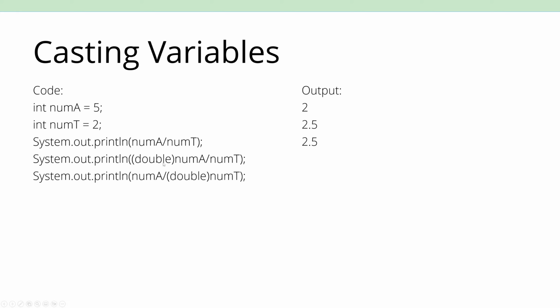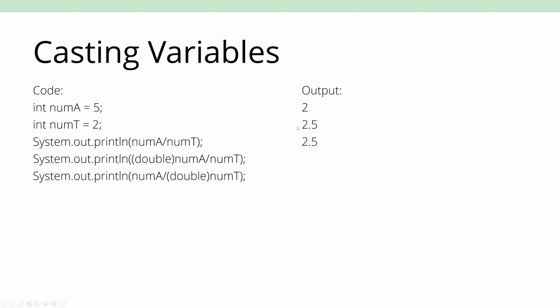We actually cast one of them as a double. So right here, when I do num_a divided by num_t, notice num_a is being temporarily cast as a double. So what's inside of num_a? 5. And this is saying, I want you to temporarily consider the value inside of num_a as a double. So this would change it to 5.0. And 5.0 divided by 2, well, that's a double and an int. The quotient is a double. So 5.0 divided by 2, the quotient is a double, it's 2.5.